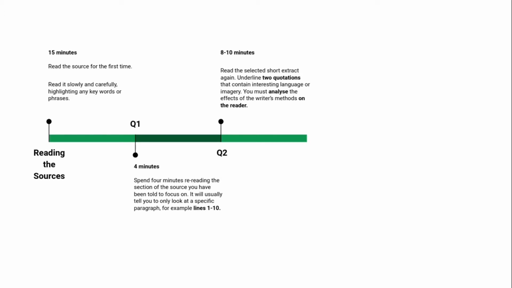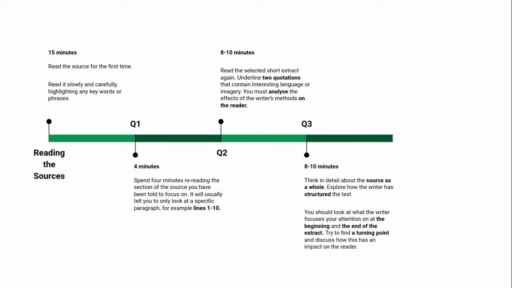Question 3 is the trickiest one in this paper. It is about structure, and it's the only question in the paper where you have to talk about the source as a whole. It's again 8 to 10 minutes because it's only 8 marks, but if you manage your time well enough, you will get to spend a bit longer on it. You're going to be asked to think in detail about the source as a whole and explore how the writer structures this text. So, looking at the focuses at the beginning, the end, the middle, and any turning points you might find.